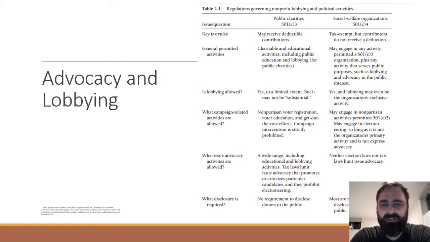Okay, there are regulations about how different types of nonprofits can advocate or lobby. I don't think I'm going to go through these right now. We're going to talk more about this in class. But there are rules about which types of legally designated nonprofits can lobby, how much they can lobby, and how much of their resources and time can go towards lobbying. So this is table 2.1 in Frumpkin.